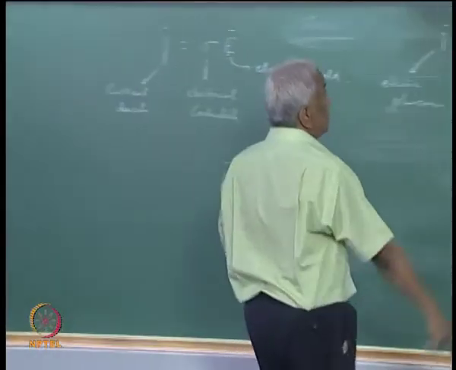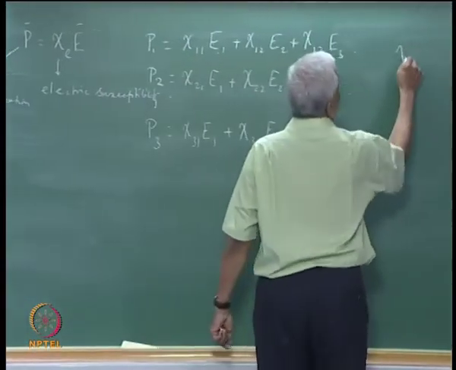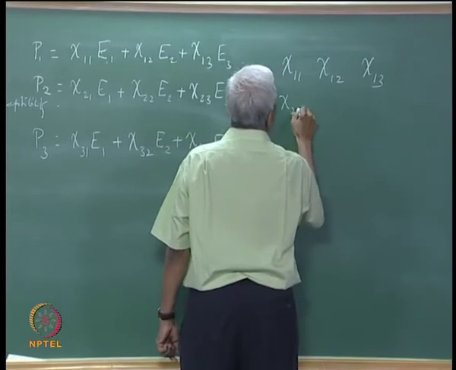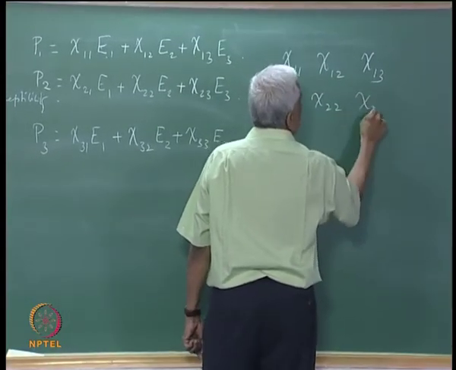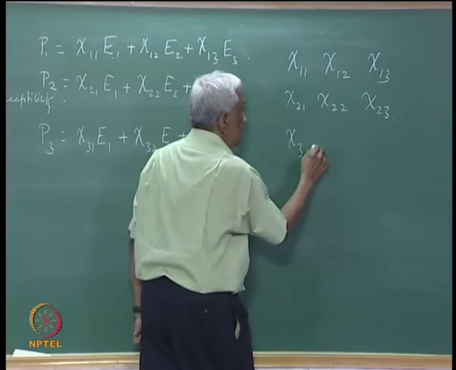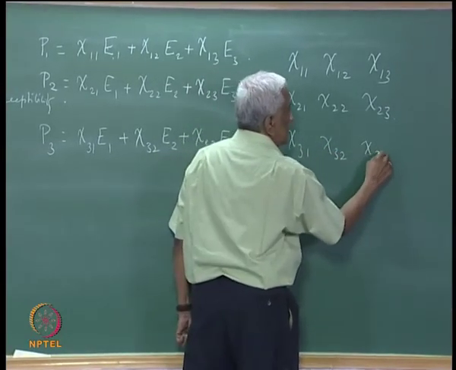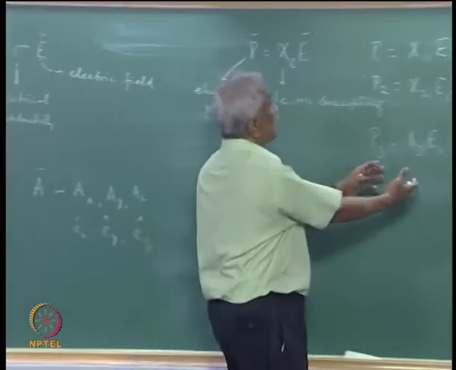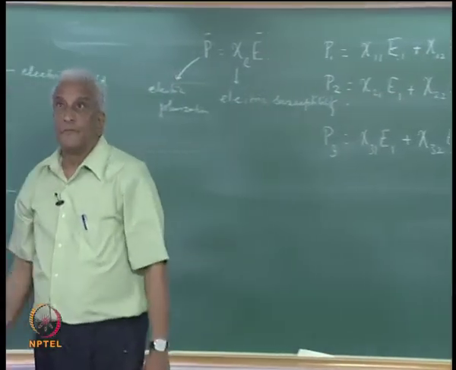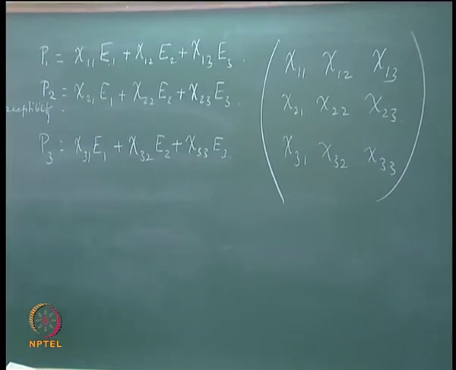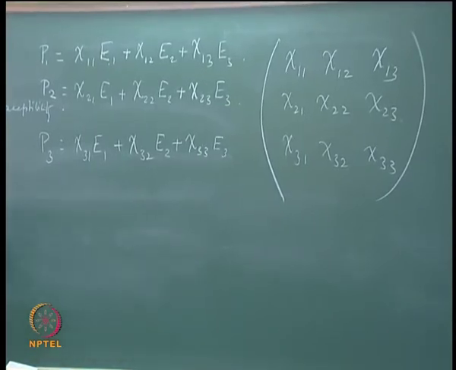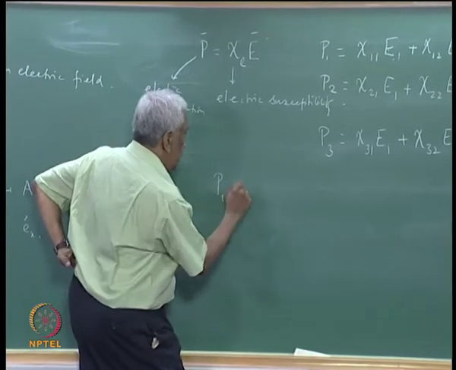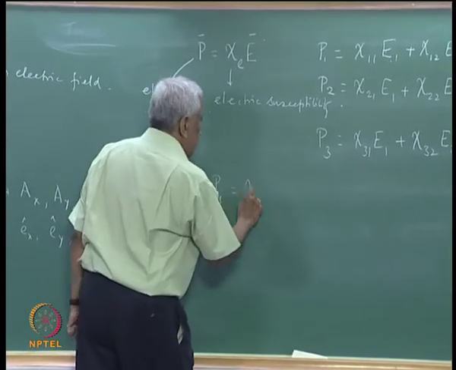So, this set of quantities chi 1 1, chi 1 2, chi 1 3, chi 2 1, chi 2 2, chi 2 3, chi 3 1, chi 3 2, chi 3 3, this entire set of quantities together determine the total response to the electric field, the polarization produced by the electric field. This looks very complicated, but I can use my summation convention and write this as a very compact relationship in this way.